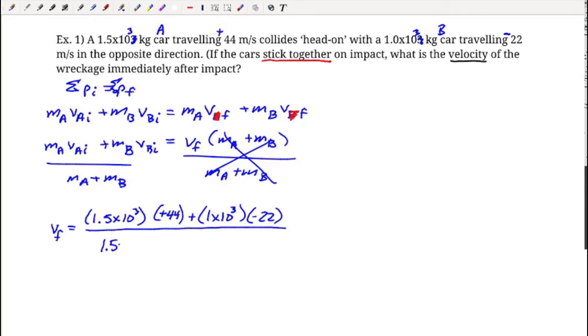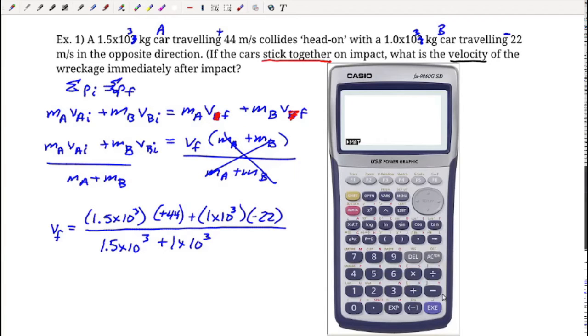So 1.5 times 10 to the 3 plus 1 times 10 to the 3. And that's what we're looking at. So we want to plug that into our calculator and see where that lands us. So I pull out my calculator and I'm going to type that all in. I might type in just the top first. It's going to be maybe a little bit easier.